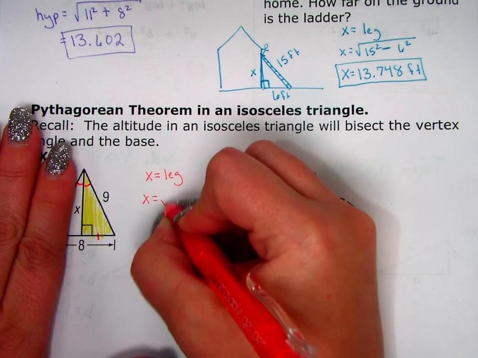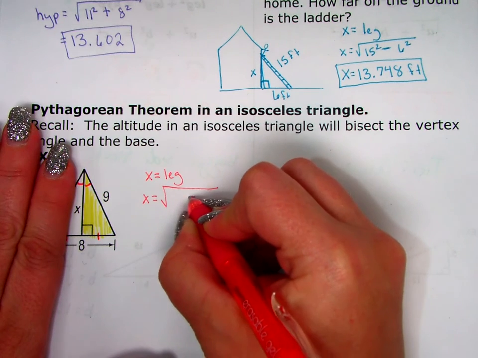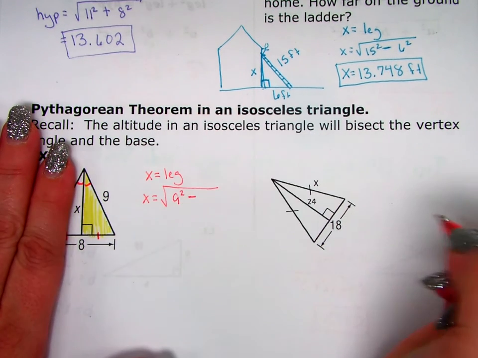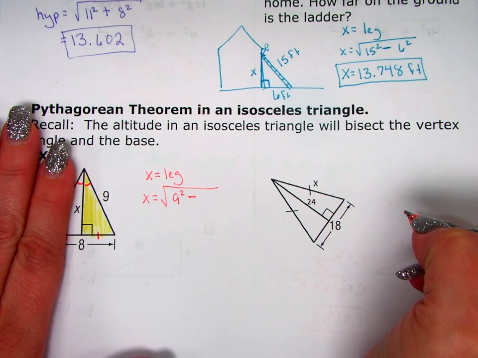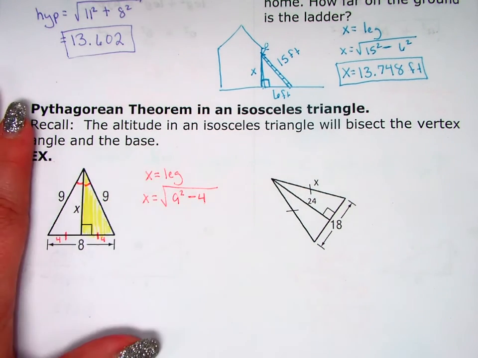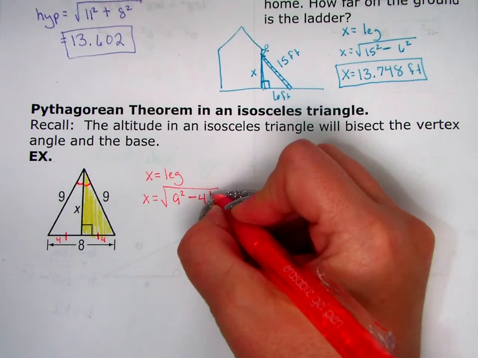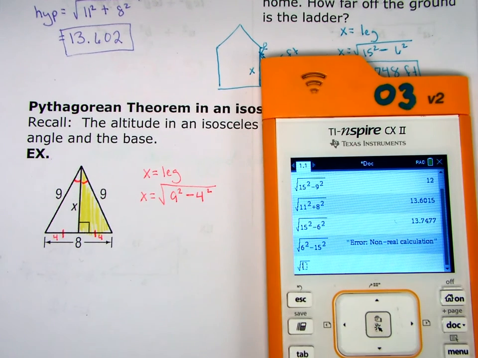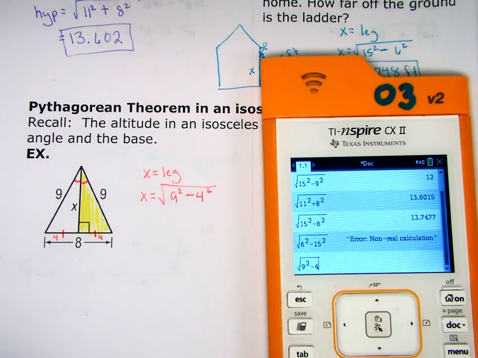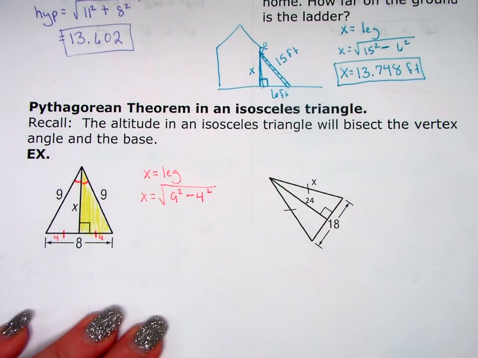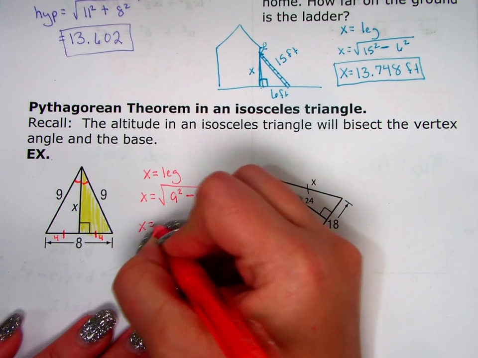It's a leg. So that means I'm going to subtract. What's my first number? 9 squared. What's my second number? 4 squared. 4, right? It's not going to be that whole 8 all the way across the bottom. It's just going to be half of it, so it's just going to be 4. Don't forget to square it. So, in my calculator, the square root of 9 squared minus 4 squared is 8.062.